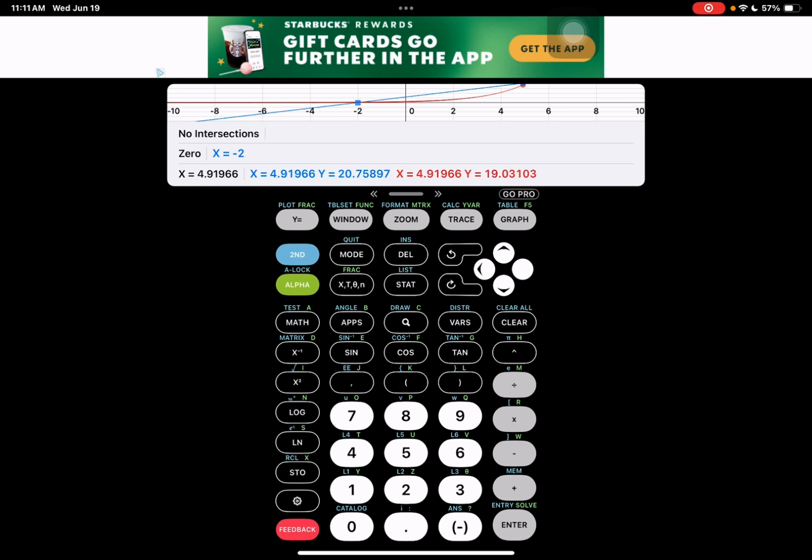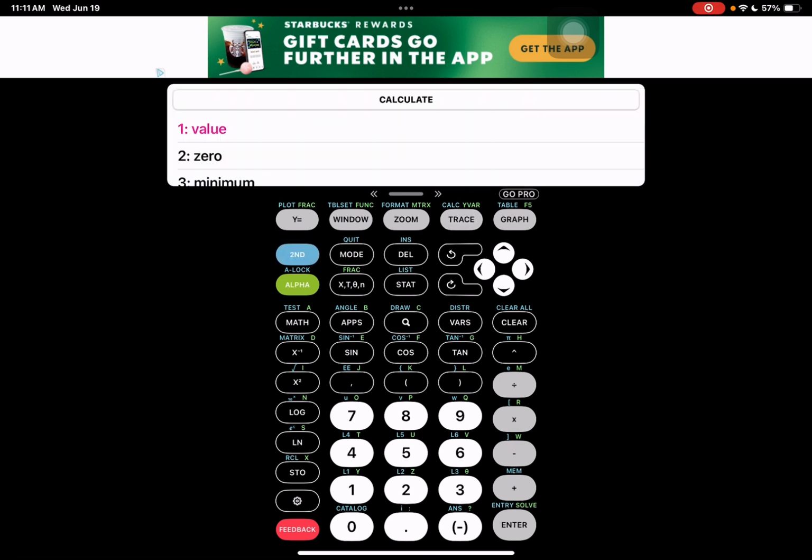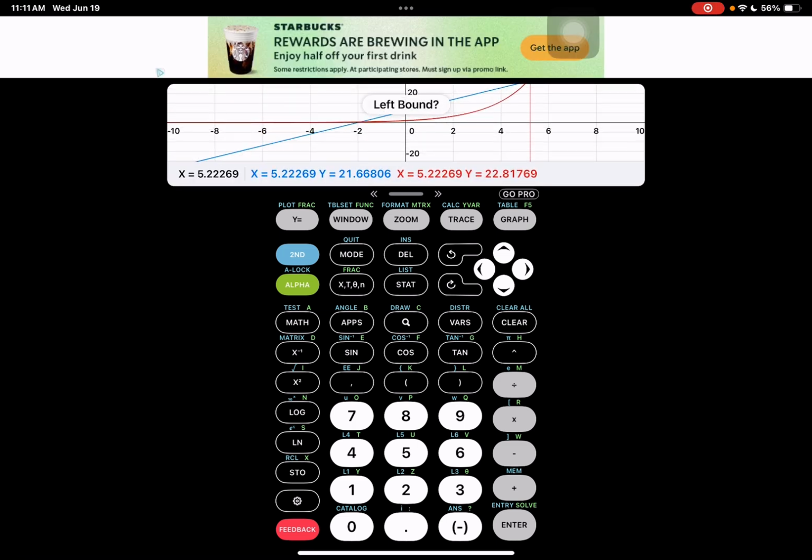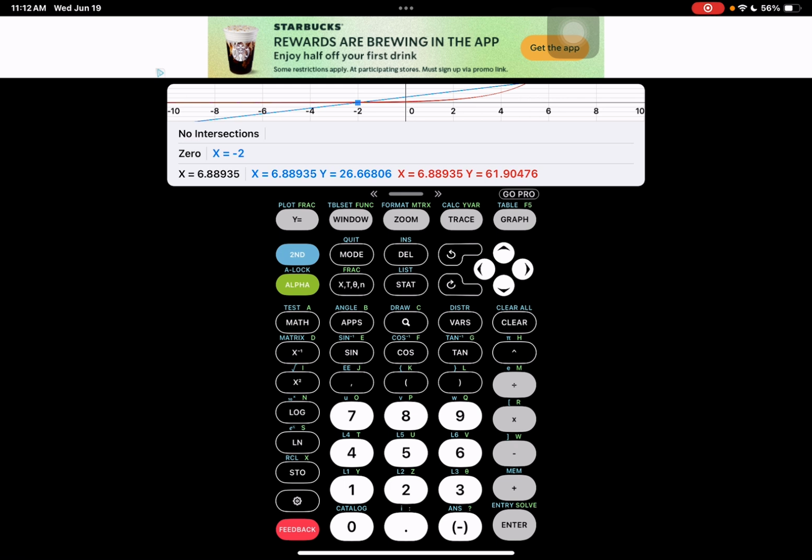So mine said no intersection, but let's do it again. Second, calc. I think this is a little different. I think I have to move it twice. Right, my left bound, and then I'm going to move it way up here to the right. Right bound, enter.